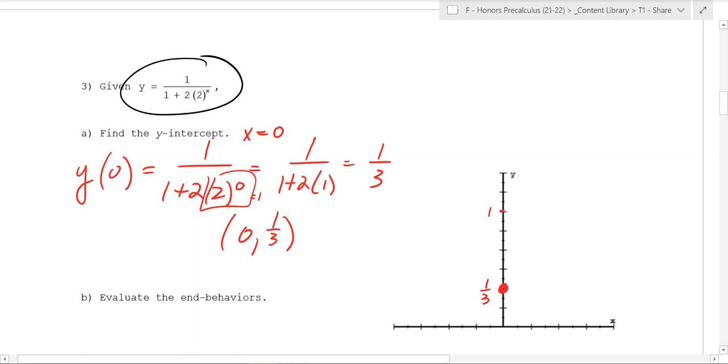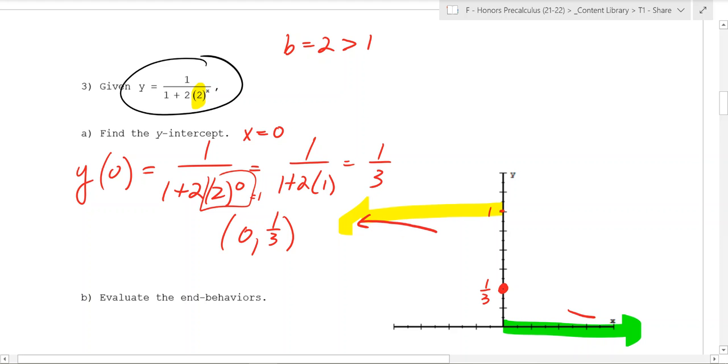What about the end behaviors? Well, that's totally dictated by the 2 value. That's the b value. So in this case, b is 2, which is greater than 1. So it's going to look like the second function form, which means it's going to look like this. To the left, it's going to be curved like that, and to the right, it's going to be curved like that. And we know it goes through 1/3, so we can just keep it going like this. And like this. But we want to know where it changes concavity, and it doesn't necessarily change concavity at that intercept. That's what we're going to look at.